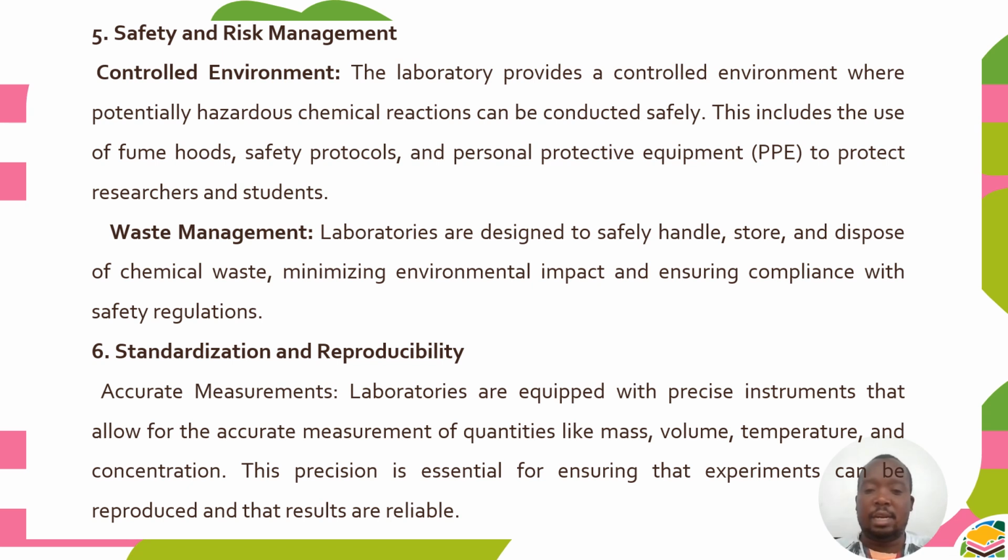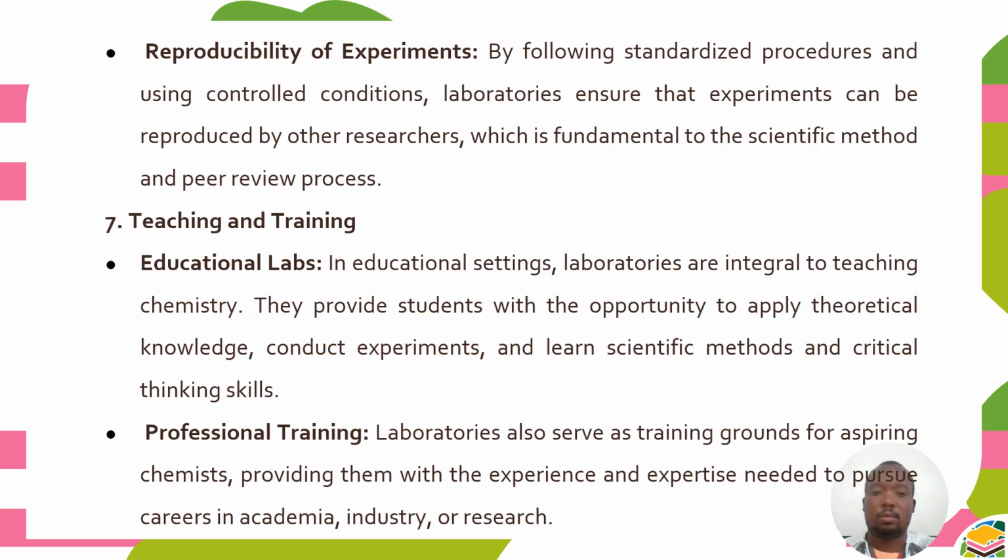Then standardization and reproducibility, accurate measurements. That is, laboratories are equipped with precise instruments that allow for the accurate measurement of quantities like mass, volume, temperature, and concentration. Then there's also reproducibility of experiments. By following standardized procedures and using controlled conditions, laboratories ensure that experiments can be reproduced by other researchers, which is fundamental to the scientific method and peer review process.